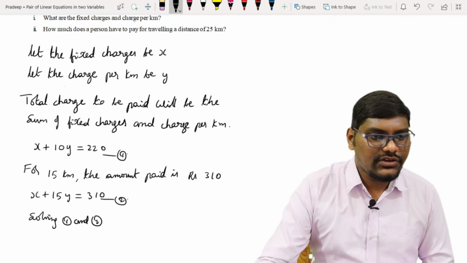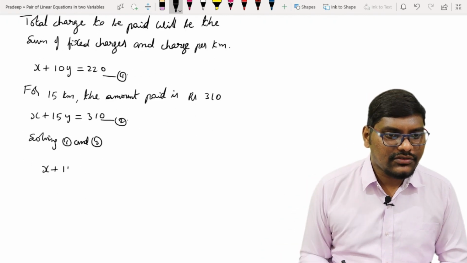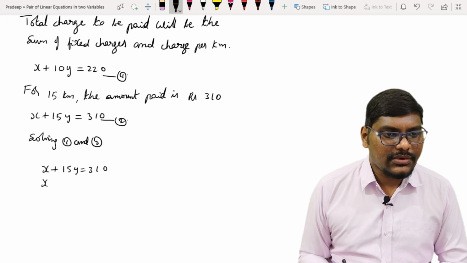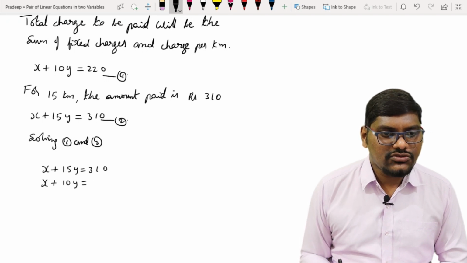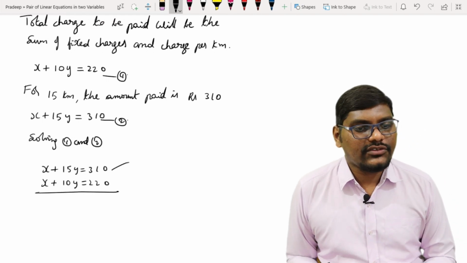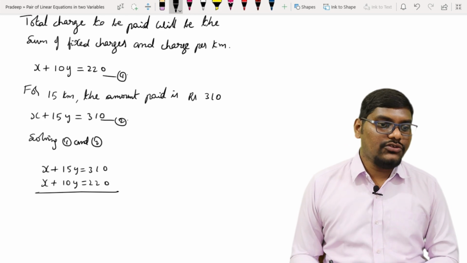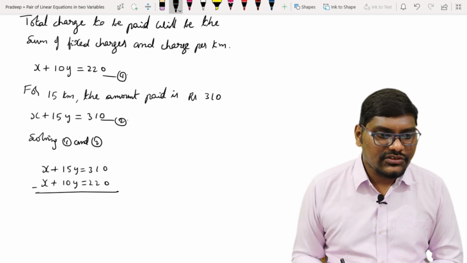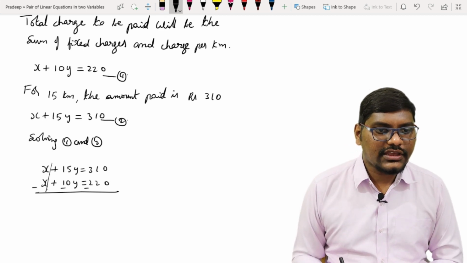So what are the two equations? That is x plus 15y equal to 310. The second one I'm writing is x plus 10y equal to 220. Anything is fine, you can write either one in the first place or second place, we will get the same values. So I can write this as minus, minus, minus, so these both get cancelled.